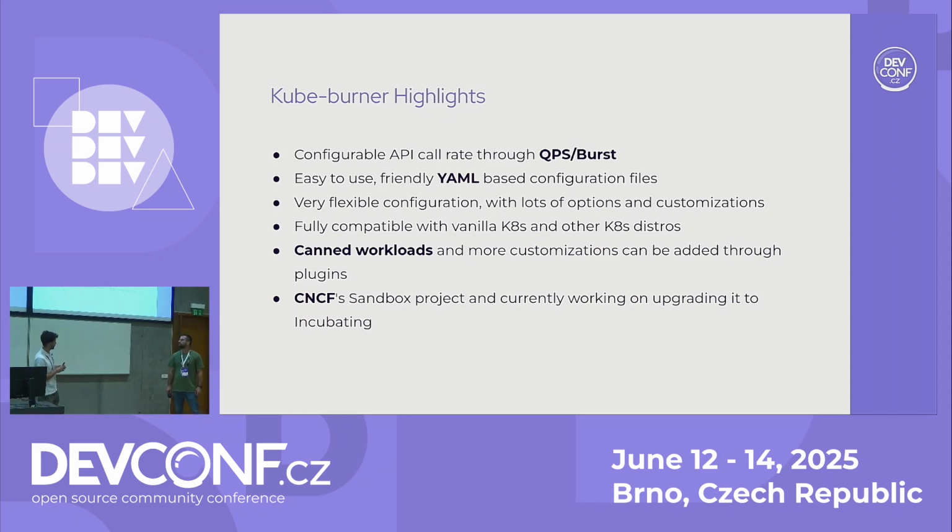So, as I said, it creates its operations at scale through QPS and burst parameters. Those parameters are well known from the client-go perspective. That basically controls the rate of requests that the client is going to perform against a given API, in this case, the Kube API server of Kubernetes. It uses an easy to use, friendly YAML configuration file.